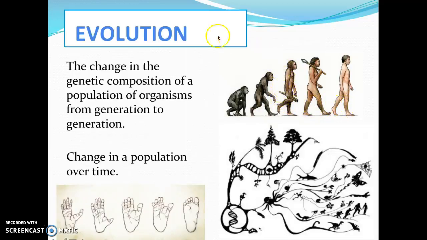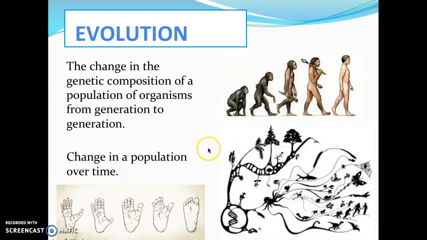All right, now we're going to go over some vocabulary, like I said, and make sure that you write down the word, and then we apply some definitions to those words. The first one is evolution, a very important word that we need to understand the meaning of. It basically means the change in the genetic composition of a population of organisms from generation to generation. Okay, if you want to make that a little simpler, it basically means change in a population over time.